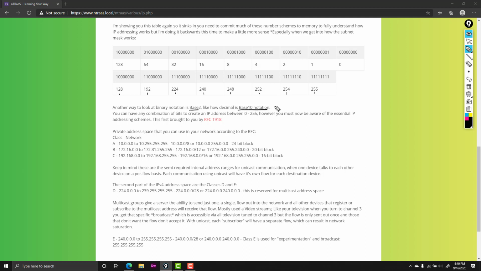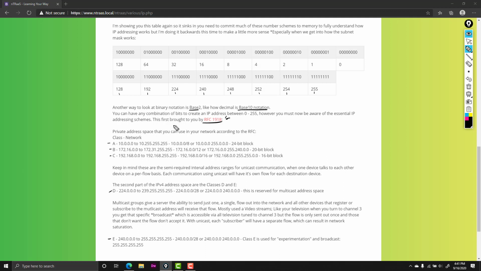You can really have any combination of bits to create an IP address between 0 and 255. However, you must be aware of the essential IP addressing schemes brought to us in RFC 1918. This link will take you to the IETF website so you can read about that. However, what we do need to know about is the classes of networking: A, B, C, D, and E. Now we'll get into D and E in a few minutes, because we're more so worried about the internal network usage rather than multicast and experimental.